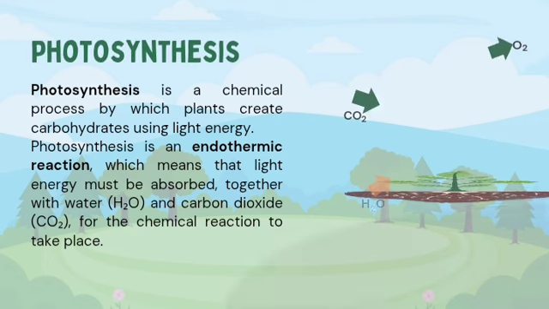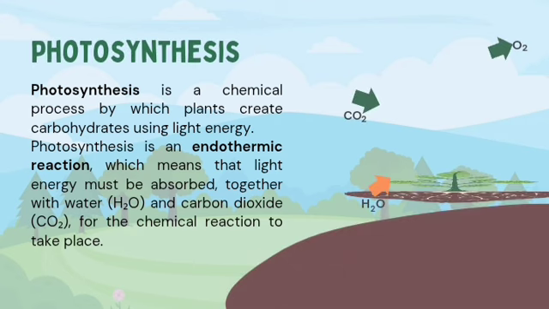Photosynthesis. Photosynthesis is a chemical process by which plants create carbohydrates using light energy. Photosynthesis is an endothermic reaction, which means that light energy must be absorbed, together with water, H2O, and carbon dioxide, CO2, for the chemical reaction to take place.